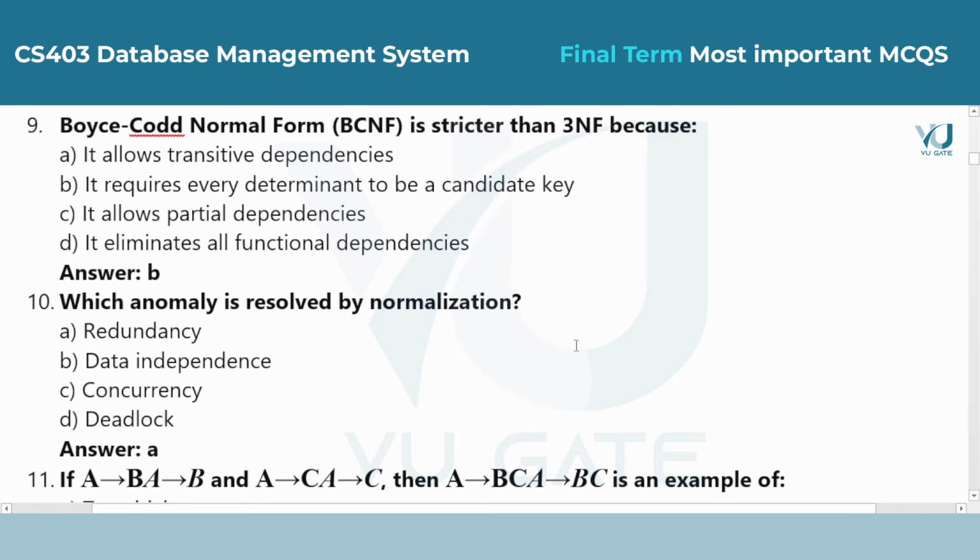Question 9. Boyce-Codd normal form or BCNF is stricter than 3NF because. Answer is option B. It requires every determinant to be a candidate key. BCNF is a more advanced version of 3NF. It insists that every attribute that determines another must be a candidate key for the table.